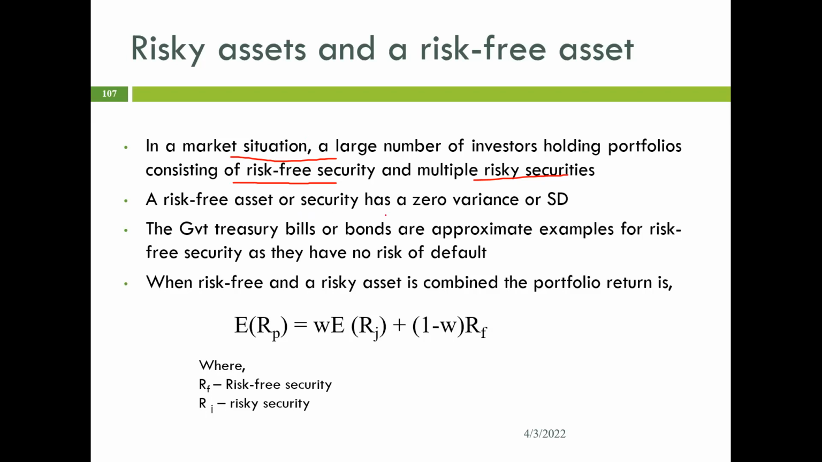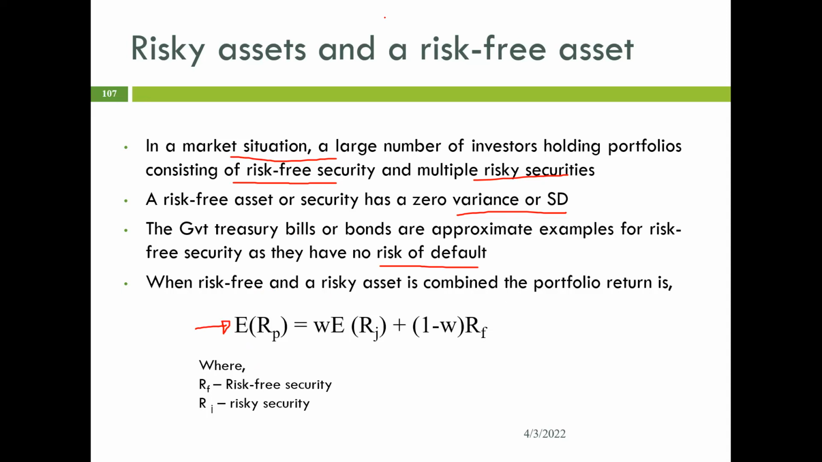Risk-free assets have zero variance or standard deviation. Standard deviation is zero. Government treasury bills or bonds are approximate examples of risk-free securities as they have no default risk. When a risk-free and a risky asset are combined, the portfolio return is given by this formula.